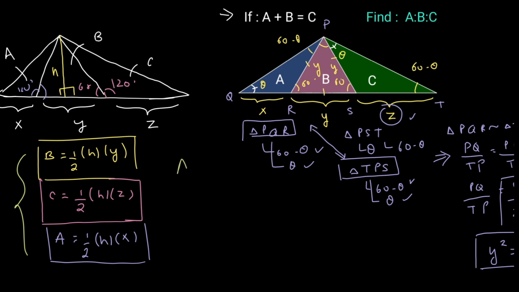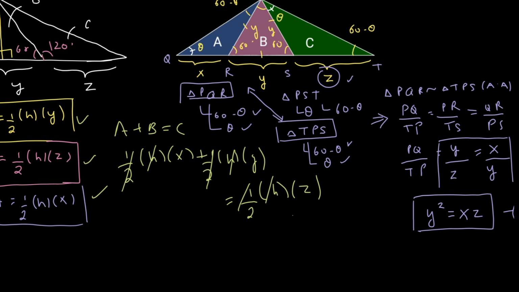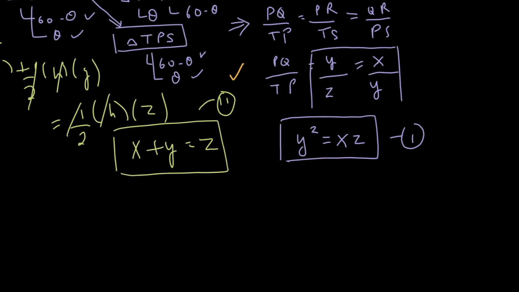Now the given data was that A plus B is equal to C. So replacing A, B and C with the values that we have just got, we will get half times h times x plus half times h times y equals half times h times z. Now half times h will cancel out from both sides. So what we will finally get is x plus y equals z, and this is the second important equation. Okay. So here we have got both of the important equations.